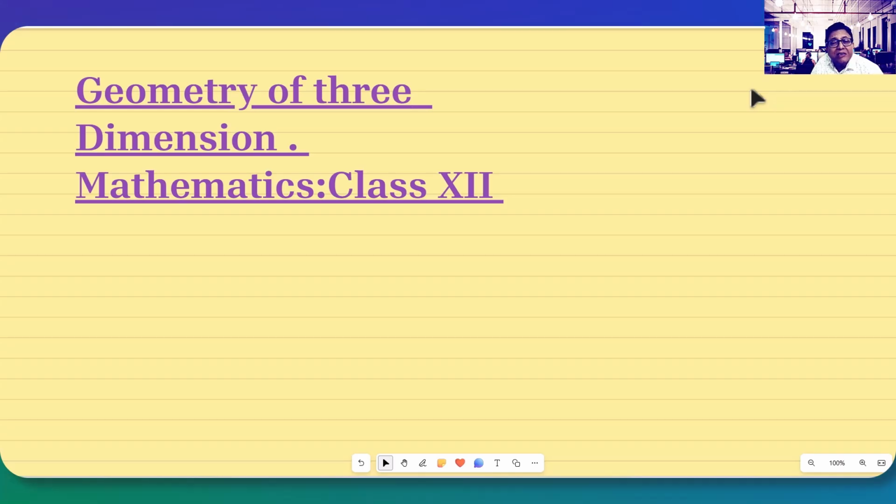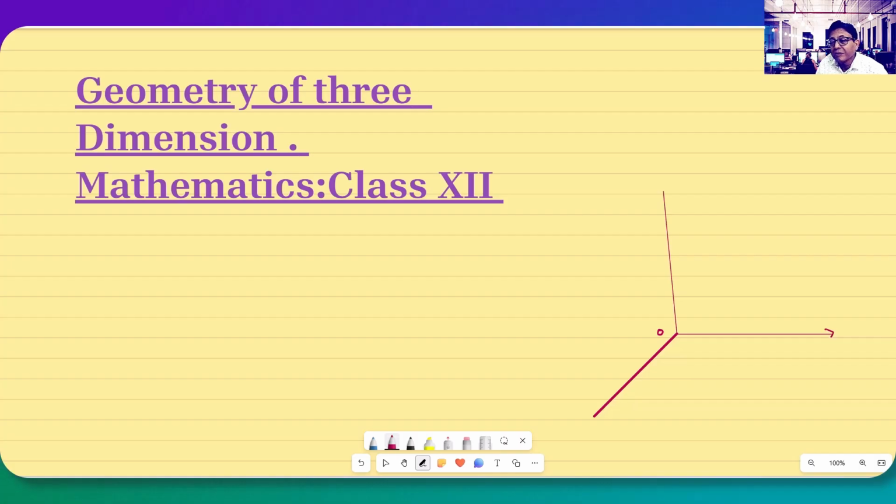X is what? Distance from the yz plane. And y is the distance from zx plane, and z is the distance from xy plane. You know, 8 octants are there. I am not going to revise the concept of octant here because as you have already done it in class 11, there is no need to waste time here.